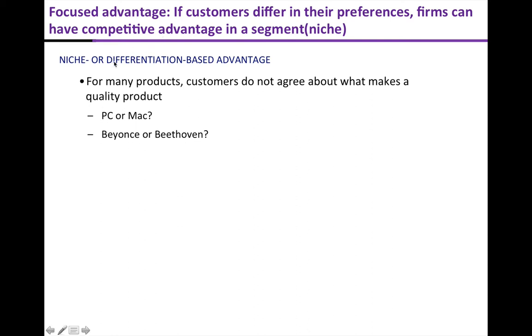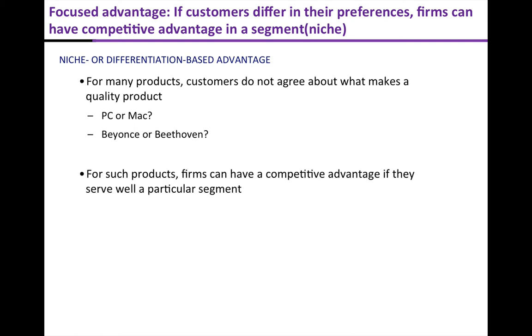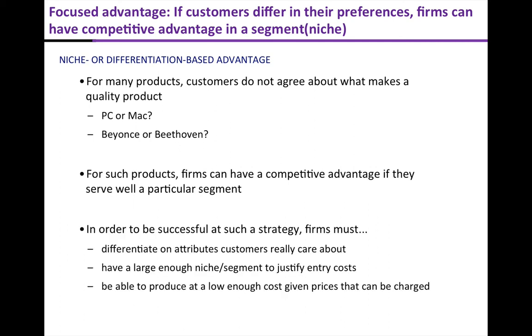Okay, so let's think about these different preferences. For many products, customers do not agree about what makes a quality product. So there's PC people, there's Mac people. There's reasons to think that one does not necessarily dominate the other under all conditions to all people. Similarly, taste-based preferences in music, in books, etc. Beyonce or Beethoven, right? That just gives one stark example. Okay, so for these products, firms have a competitive advantage if they serve one of these segments particularly well.